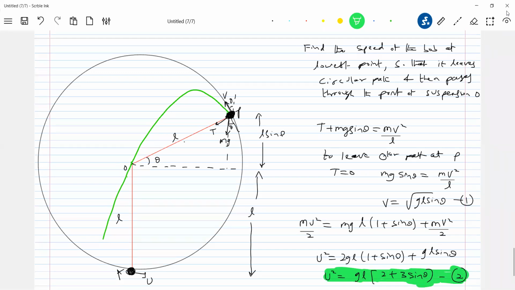Did we reach the answer? This theta is unknown, no? What is the condition for theta? The theta is such that the bob should pass through the point of suspension. So here's the bob. Bob will be here. And the string will be. And finally, when the bob comes here, afterwards the bob will be like this. Length of the string will not change.